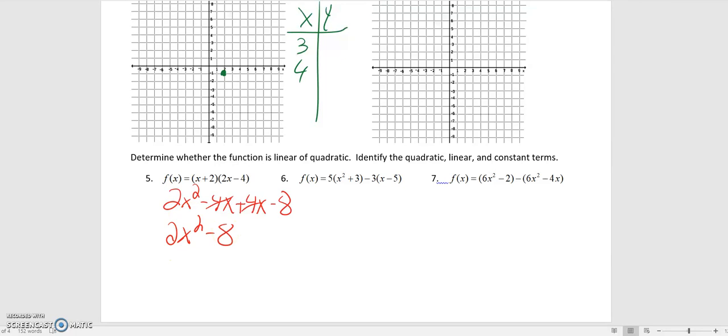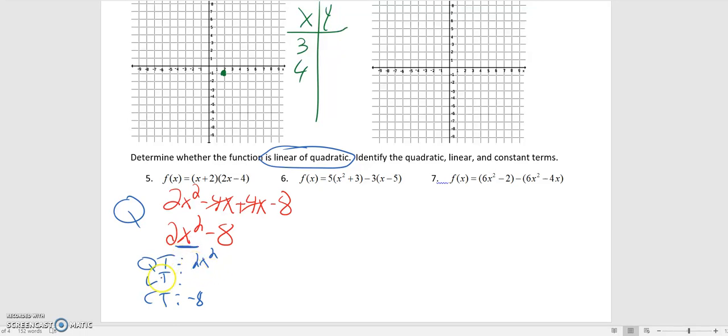I want to remind you here that when it comes to classifying whether it's linear or quadratic, it doesn't matter how many terms it is. All that matters is, does it have an x squared? This one does, so it would be quadratic. Then you can figure out the quadratic term, linear term, and constant term. The quadratic term would be that 2x squared, and then your constant term is negative 8.